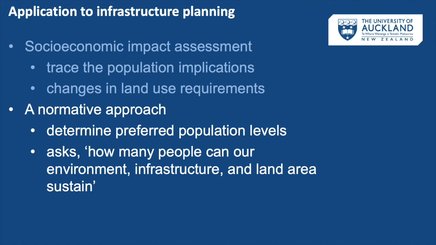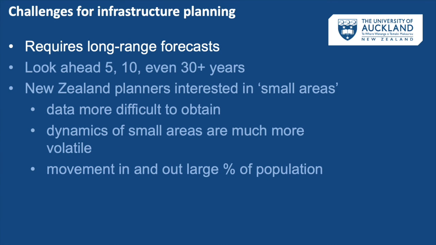A contrasting approach to this is to determine what population levels should occur, what composition should occur, or what rate of growth is best. This is called a normative approach, and this approach asks, how many people can our environment, infrastructure, and land area sustain without unacceptable harm to the environment and quality of life? Finally, to be successful, sustainable infrastructure planning usually requires long-range forecasts. These typically span 5, 10, or 30 years, or even more, depending on the type of plan.